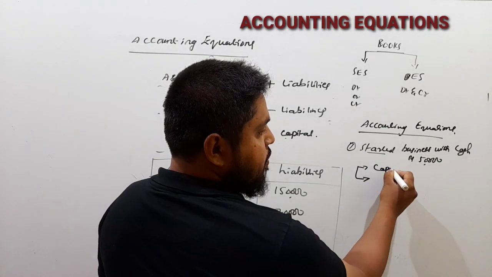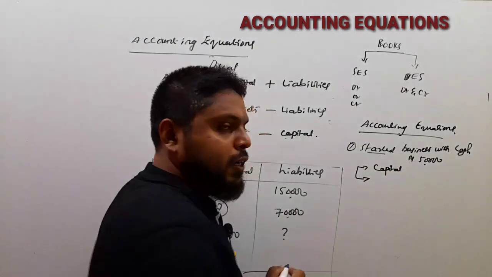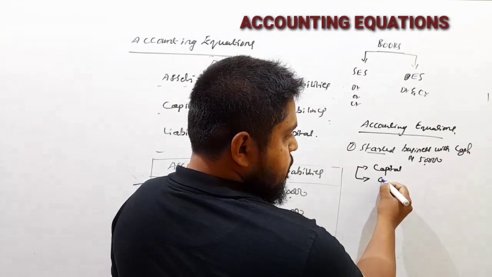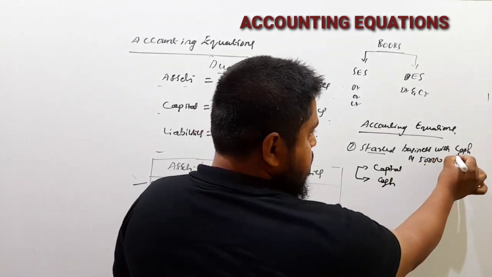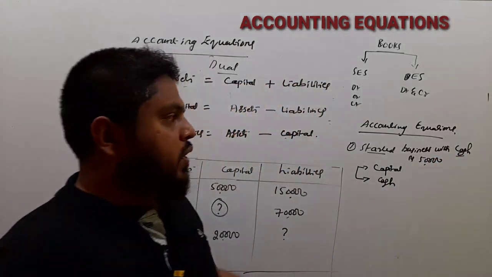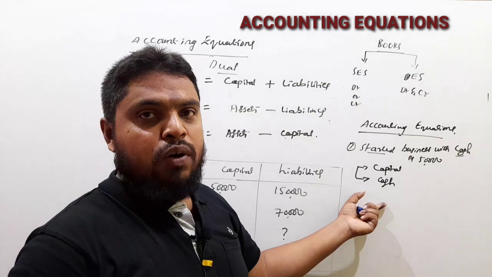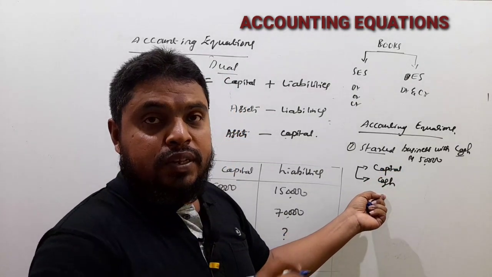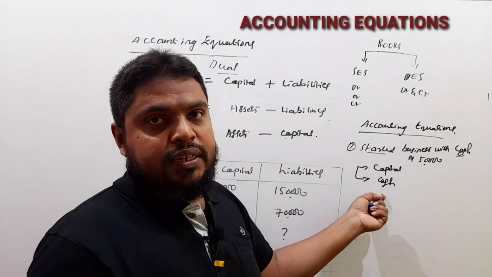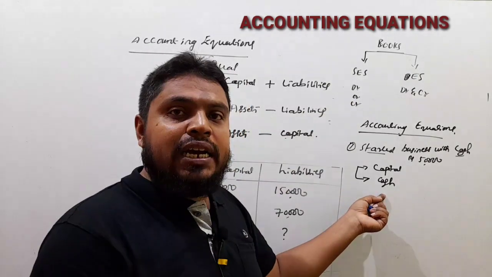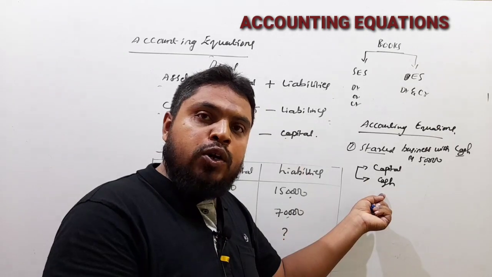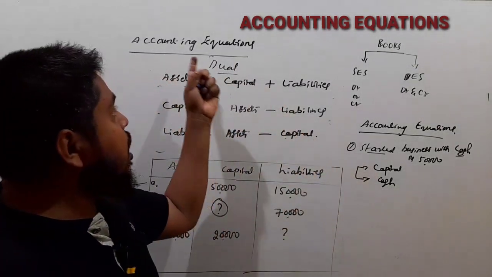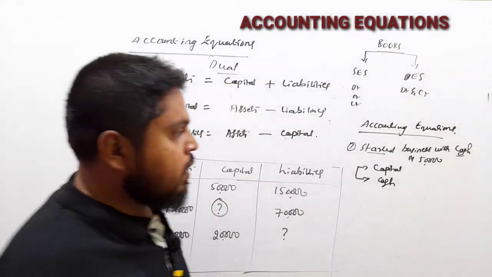So the owner is starting the business. So this is capital. And next, cash. So in this transaction, two accounts are involved, capital and cash. This is the effect of the transaction. It will affect both debit and credit, that is, debit equal to credit and credit equal to debit. So that is the accounting equations concept.